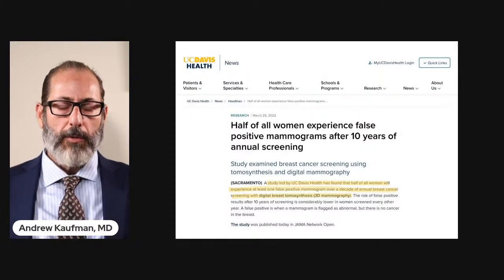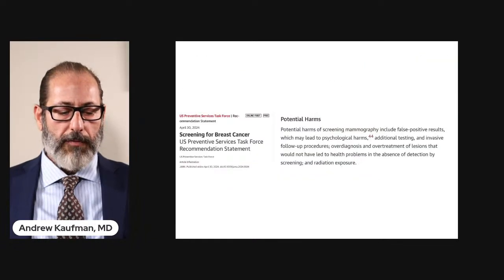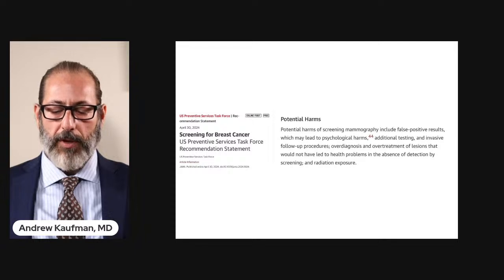Now, what happens when you get a mammogram result that says, oh, we are suspicious that there may be breast cancer? And on the next slide, I found an article from the U.S. Preventive Services Task Force about breast cancer screening. And here's what they wrote. Potential harms of screening mammography include false positive results, which may lead to psychological harms, additional testing, and invasive follow-up procedures like breast biopsies, overdiagnosis and overtreatment of lesions that would not have led to health problems in the absence of detection by screening and radiation exposure.